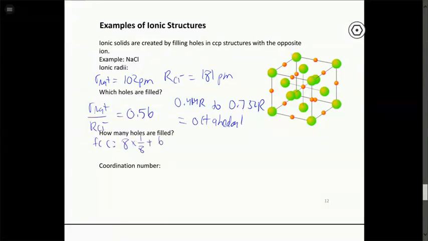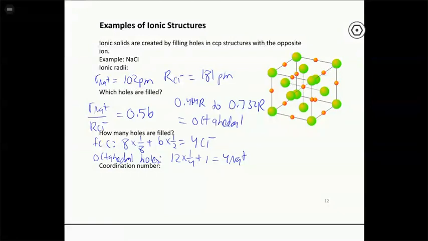There's 6 on the faces that count as 1/2 each. So in total we have 4 Cl minuses. For the octahedral holes, as we saw, there's 12 on the edges that count as 1/4, plus 1 in the center, which means a maximum of 4 sodium pluses. So if we have 4 Cl minuses, remember that the formula of sodium chloride is NaCl. That means all have to be filled.